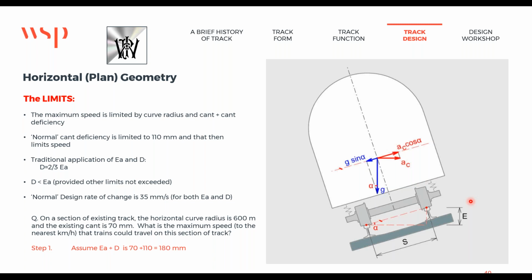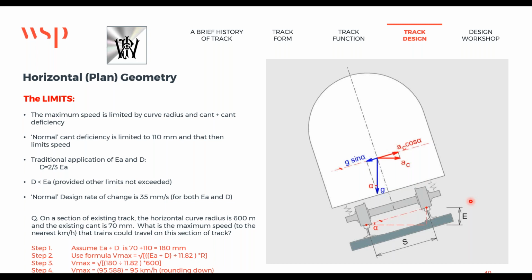So we've got a D limit of 110. So we can't have any more D for normal cant deficiencies than 110. So we could run around there with D at 110 and an applied cant of 70. So our EA plus D could be 180, and that would give us the fastest speed. It wouldn't be very comfortable, but there's the formula. There's the next step in it. Vmax equals all of that. And we round that one down and we say 95 kilometers an hour is the Vmax.